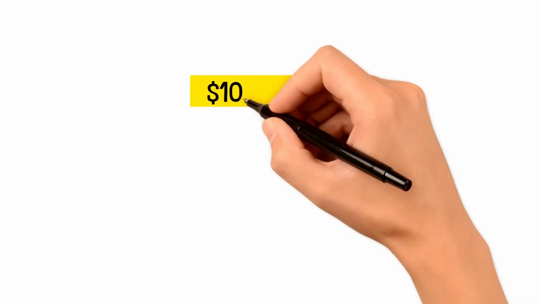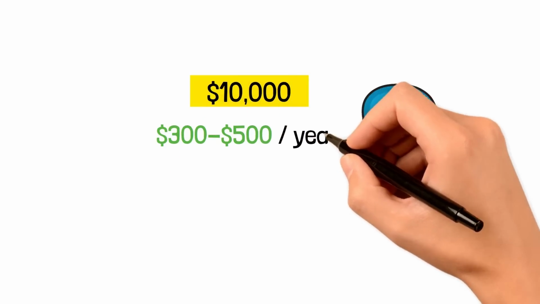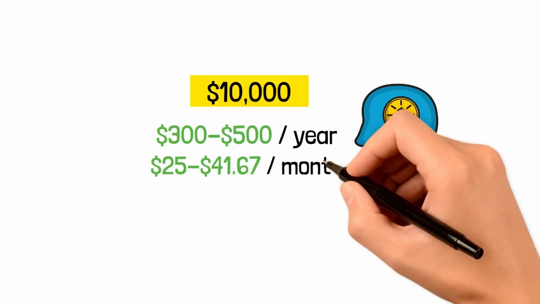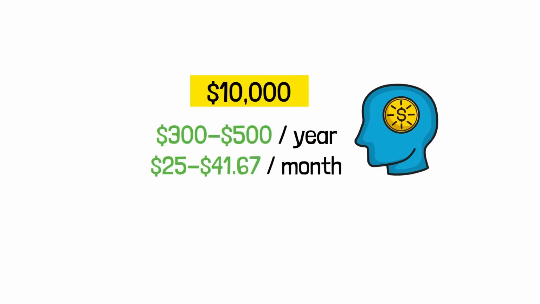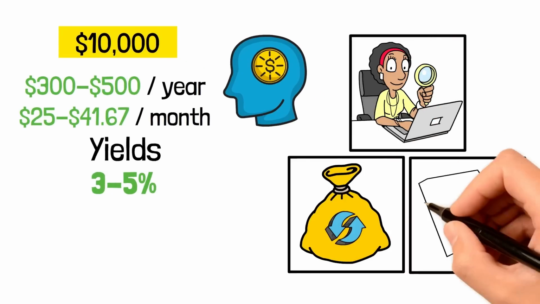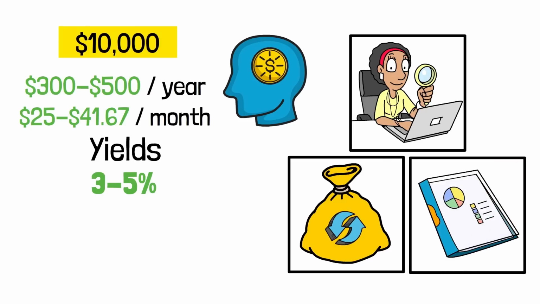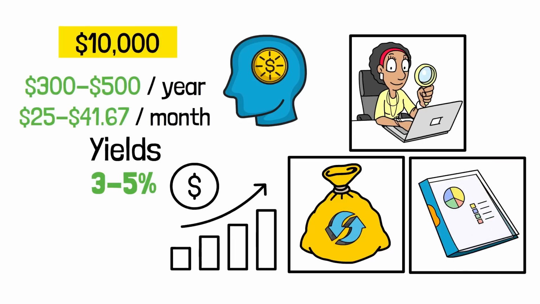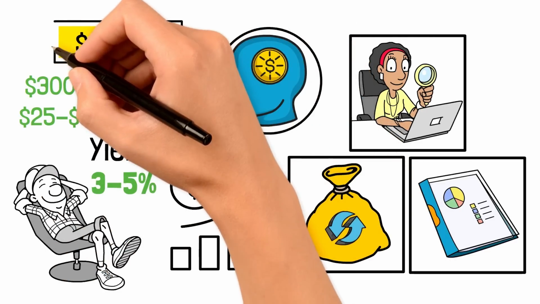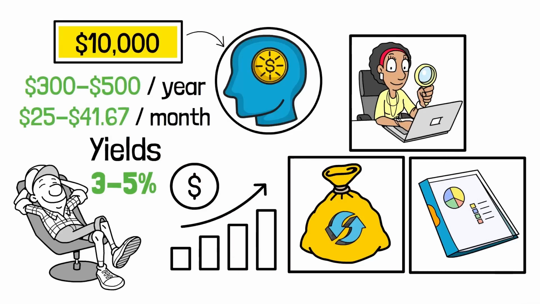In conclusion, starting with $10,000, you can realistically generate $300 to $500 per year in dividend income, or $25 to $41.67 per month, by building a diversified portfolio with 3 to 5% yields. By choosing quality stocks, reinvesting dividends, and adding to your portfolio, you can grow that income significantly over time. Dividend investing is a marathon, not a sprint, but with patience and discipline, your $10,000 can become the foundation of a robust passive income stream.